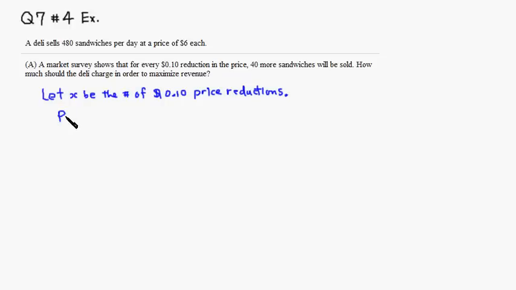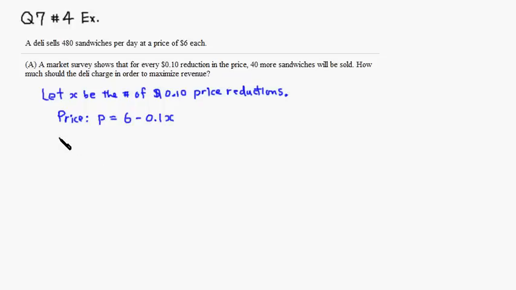So price P is equal to, you're going to start with $6. But we're going to do x reductions, so x 10-cent reductions, so it's going to be minus 0.1x. So this is the price function.